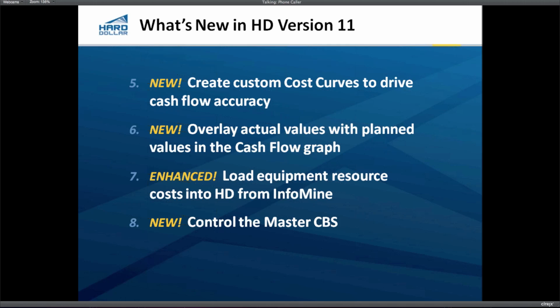This next one, number 6, is something that we've gotten a lot of requests for, and that's on our cash flow graph. We've had for some time now the ability to graph estimated or forecast values. Now we can overlay those with actual values. So for customers that are using our project control system and job tracking, as we're recording quantities completed and actual costs, we're going to be able to graph those against the original plan so you can see how you're doing against the plan.